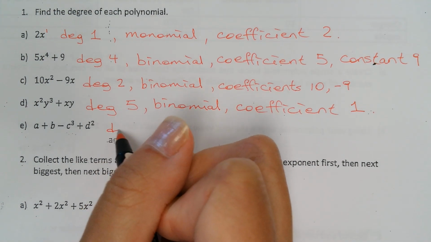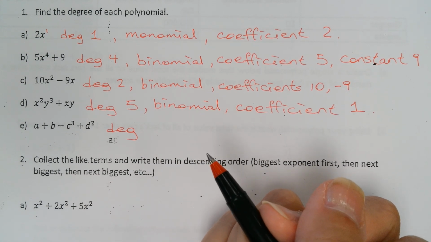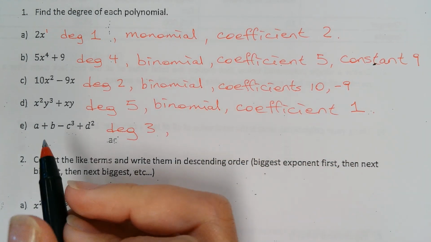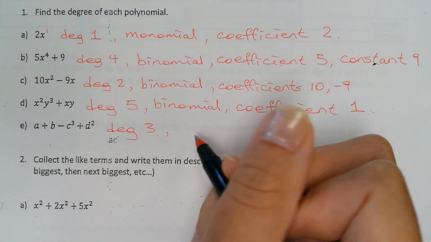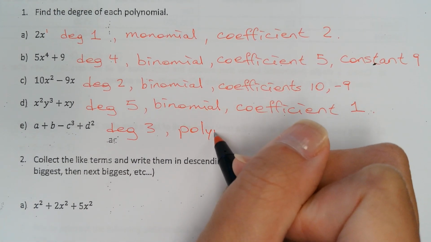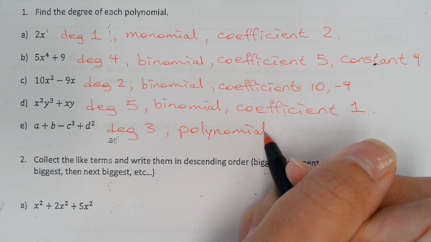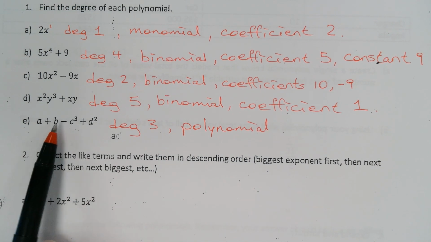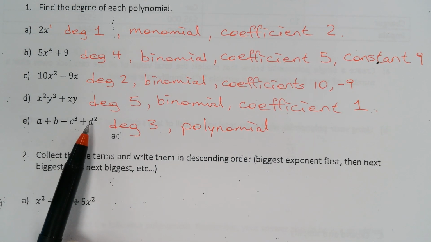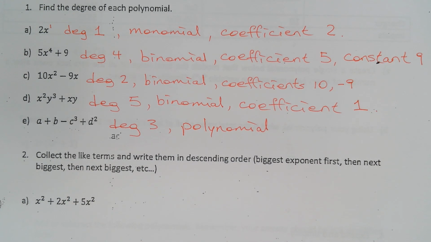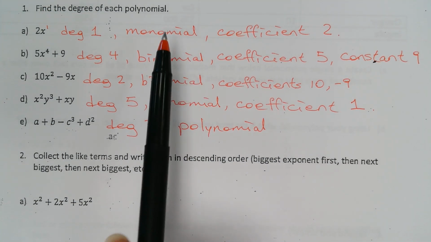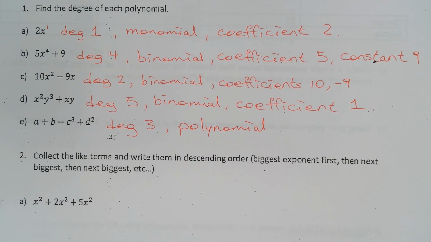Okay. What's the degree here? Pedro? 3. Yeah. What do you call this type? Polynomial, because there are 4 terms, so we call it a polynomial. Coefficient 1, coefficient 1, coefficient -1, and coefficient 1. I know for number 1, I didn't ask all of this, but I just wanted to go over it as a review.